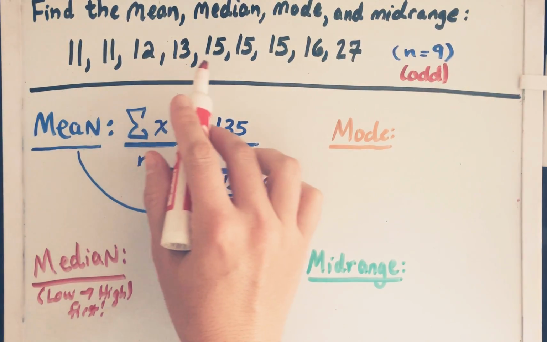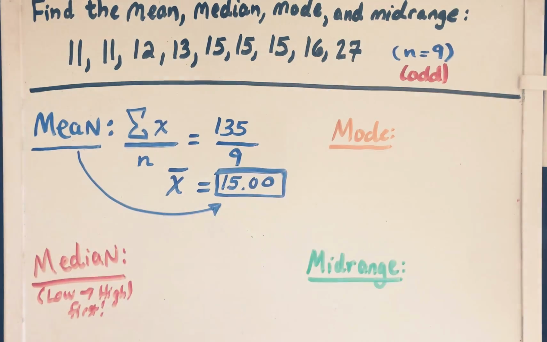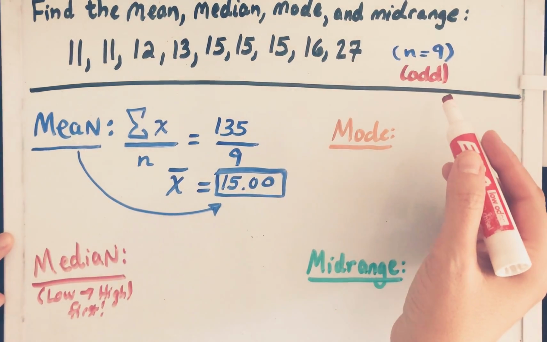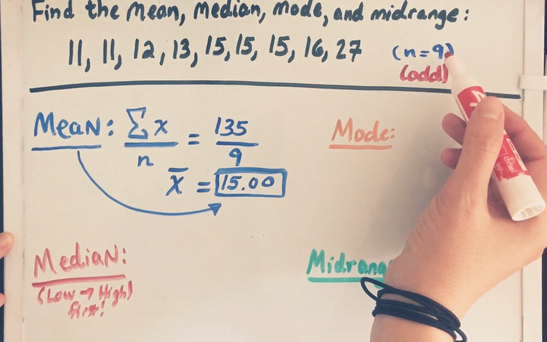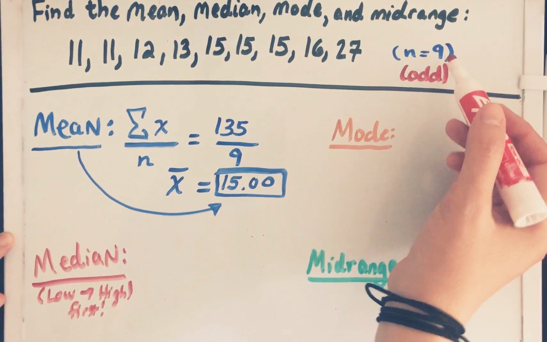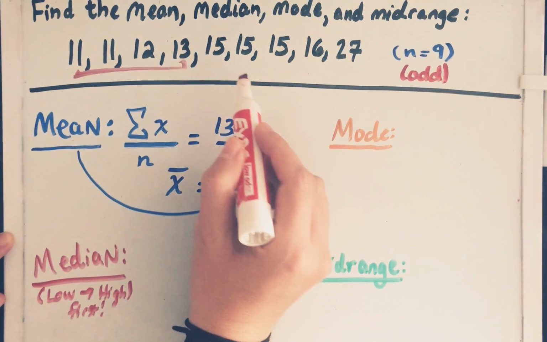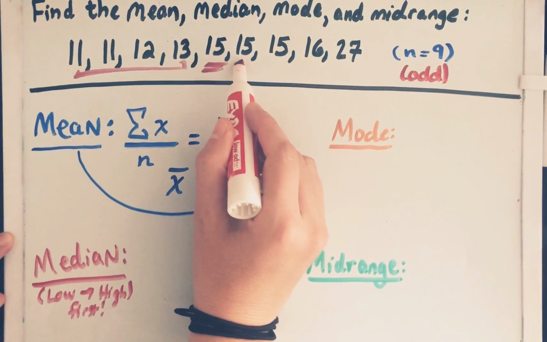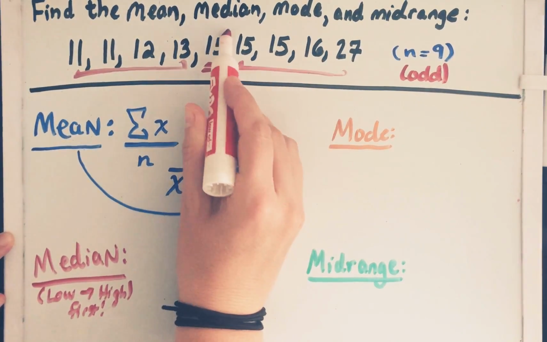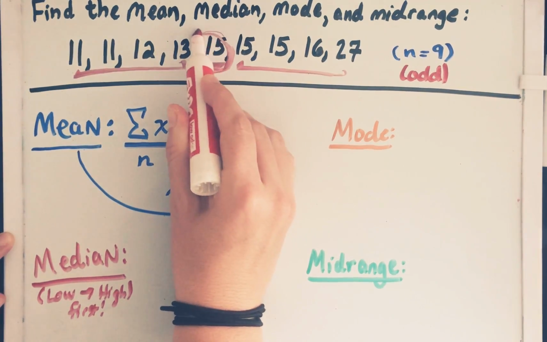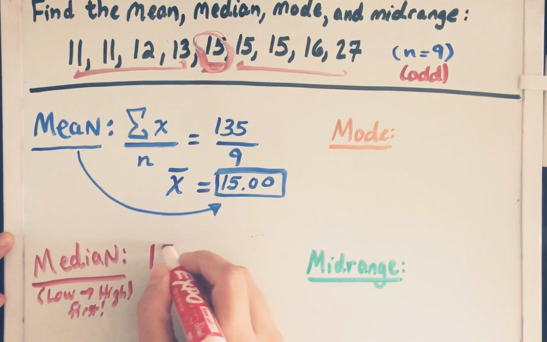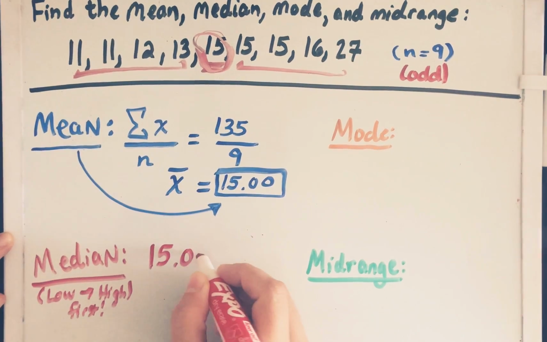11, 11, 12, 13, 15, 15, 15, 16, 27. Since there's an odd number, we can simply say, what is half of 9? 4.5. So go to 4. If you go 4 here, 1, 2, 3, 4, and stop, and then go 4 afterwards, you have your median right in the middle, and that would be 15, or 15.0.